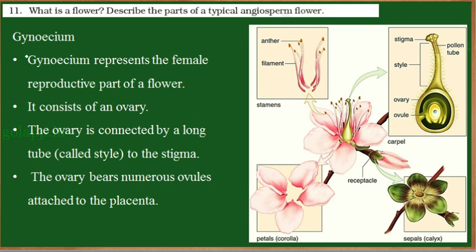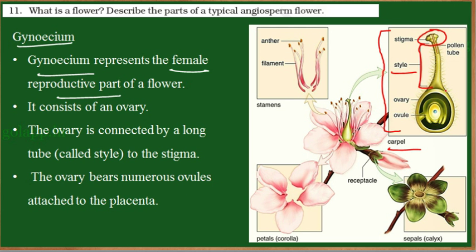The next one is the gynoecium. Gynoecium represents the female reproductive part of the flower. This whole structure is gynoecium. It is also called carpel. It includes three parts. The tip is called stigma, the stalk-like structure is called style, and the base swollen structure is called ovary. And inside the ovary there is an ovule. So mainly gynoecium consists of three parts, that is stigma, style and the ovary.